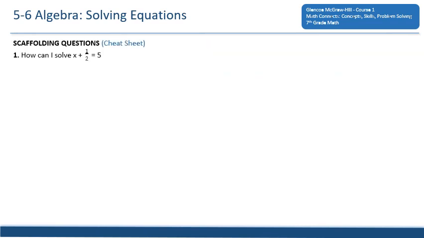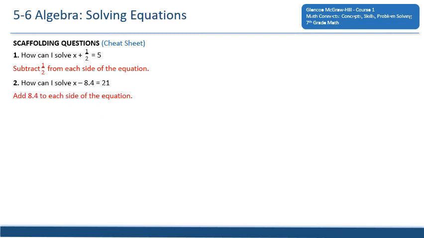Scaffolding questions. How can I solve x plus 1/2 equals 5? Subtract 1/2 from each side of the equation. How can I solve x minus 8.4 equals 21? Add 8.4 to each side of the equation. And how can I solve 6x equals 54? Divide each side of the equation by 6.